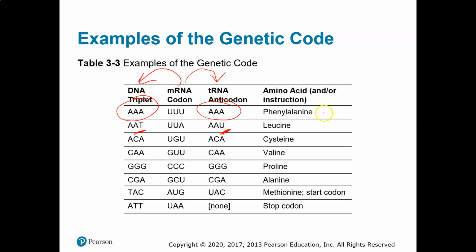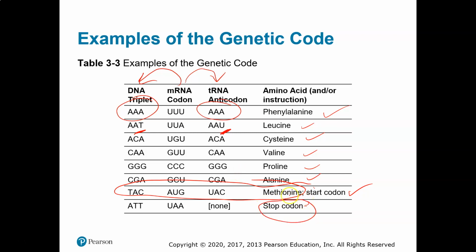And this lists different amino acids: phenylalanine, leucine, cysteine, valine, proline, alanine. Methionine is the one in the example I gave you. And then, of course, a stop codon.